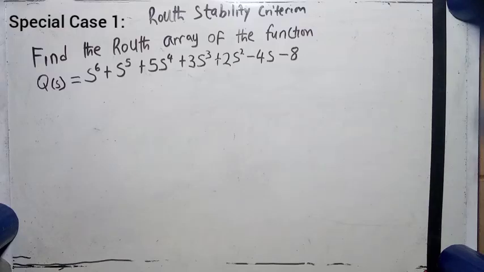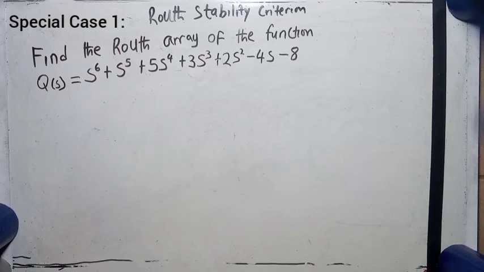Good day, guys. Today we are taking an example under Routh Stability Criterion. The question says: find the Routh array of the function Q of s equals s raised to power 6, s raised to power 5, 5s raised to power 4, 3s raised to power 3, 2s raised to power 2, plus 4s minus 8.